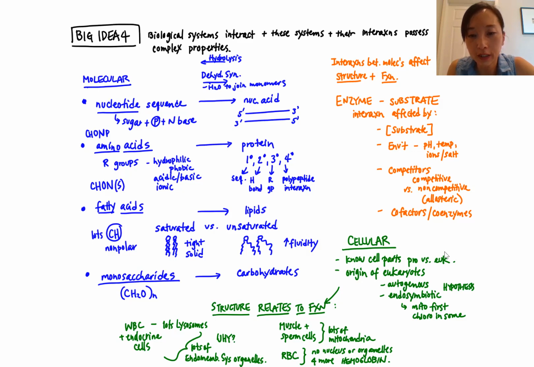All right, moving on to cellular interactions. Know your cell parts. Also know the difference between prokaryotes versus eukaryotes. Remember the evolution of eukaryotes from prokaryotes. There are two major hypotheses. The autogenous hypothesis states that the membrane of a prokaryote infolded or folded in on itself, creating some membrane-bound organelles. And then we have the endosymbiotic hypothesis that tries to explain the origins of mitochondria and chloroplasts.